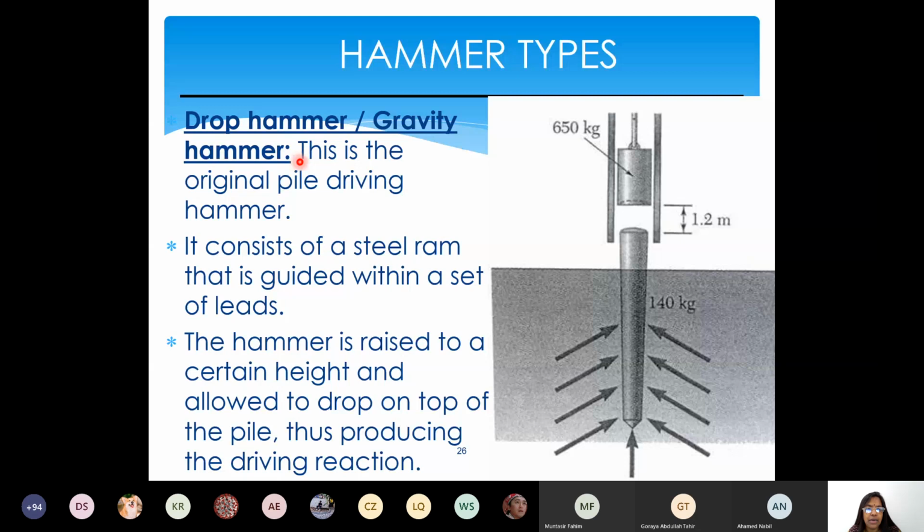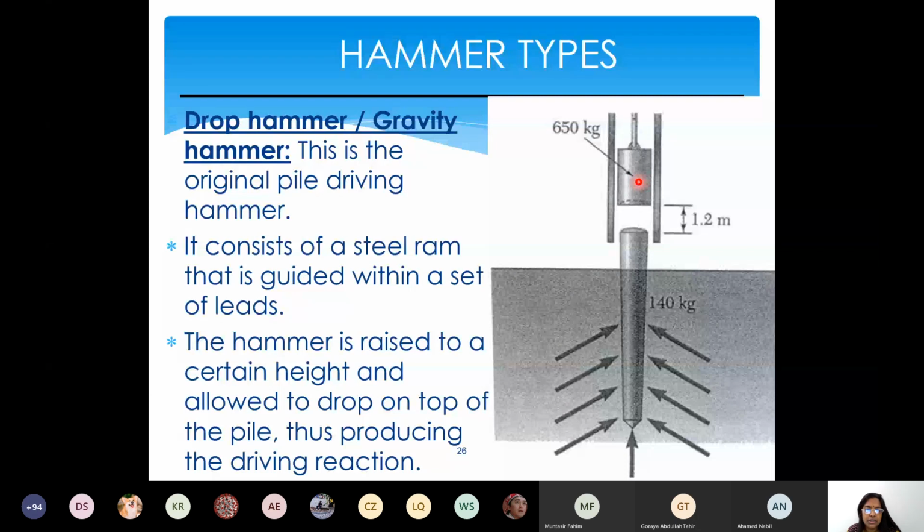Drop hammer, gravity hammer. How is it? It's looking like this, and the arrangement is like this. The hammer location is like this. The capacity of the hammer is also important, right? Capacity of the hammer determines how many blows and how long you're going to do the operation. For example, it is 650 kg. How many newtons or kilonewtons? It's better you say kilonewtons, because the weight, the pile capacity, everything is measured in kilonewtons, right?